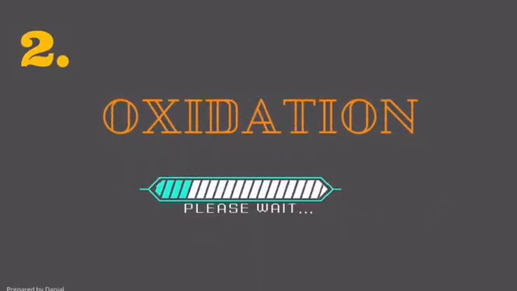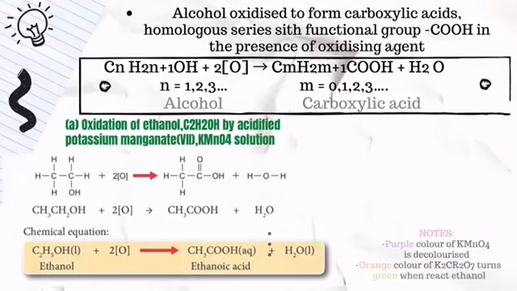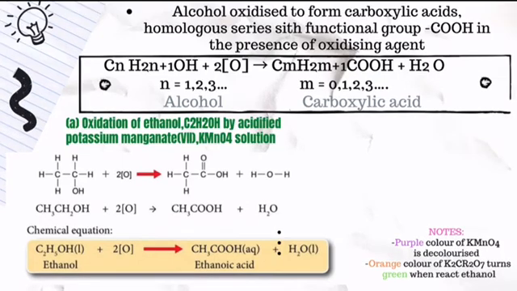Next, we have the oxidation reaction. Alcohol oxidizes to form carboxylic acid, whose homologous series is minus COOH, in the presence of a suitable oxidizing agent. This is the equation for oxidation of alcohol. With the presence of a suitable oxidizing agent, alcohol oxidizes to form carboxylic acid and water. One of the suitable oxidizing agents for the oxidizing reaction is potassium manganate solution. For example, ethanol oxidizes to form ethanoic acid and water.